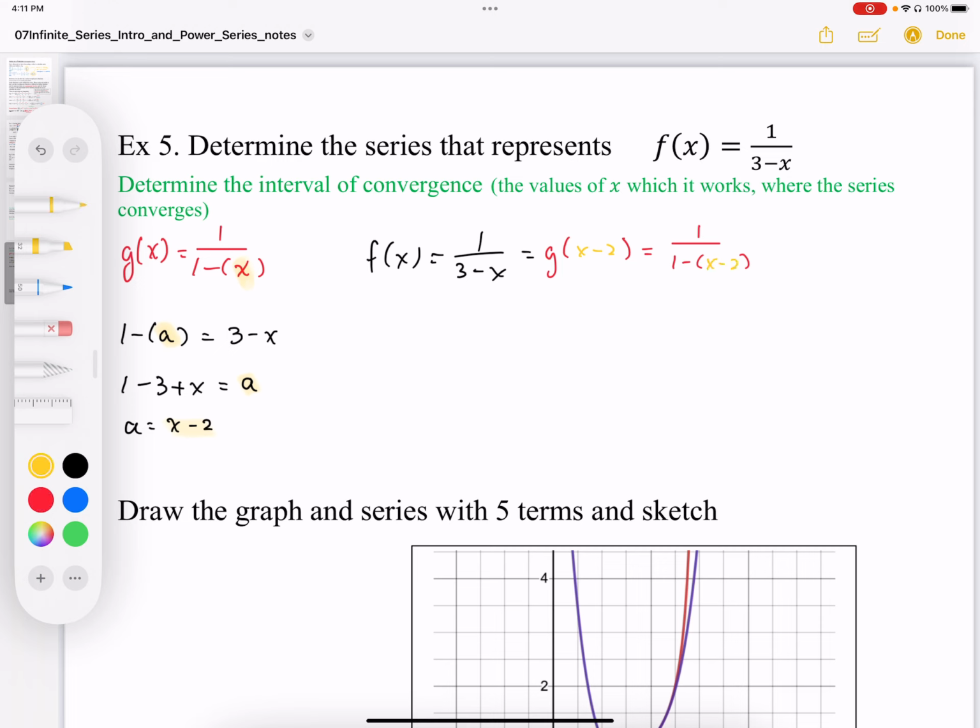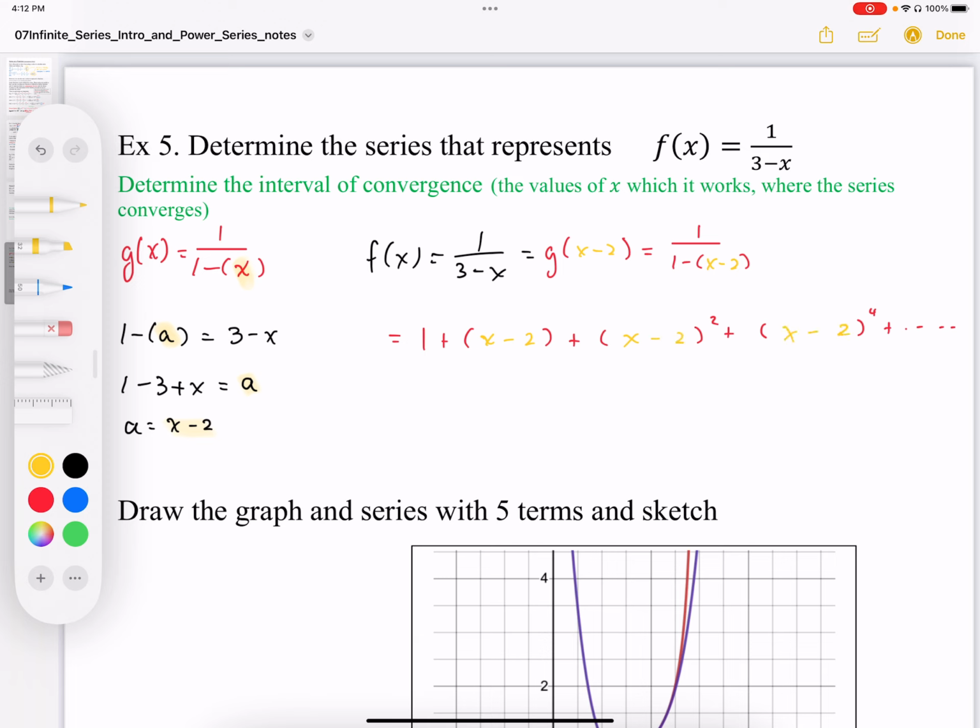Now you don't need to do this formally, you just have to figure out what's going in there. But once we set that up, now we can write our power series. 1 plus x minus 2 plus x minus 2 squared plus x minus 2 to the power 3 plus dot dot dot. And I'm just going to put the x minus 2 where the x was originally in the power series.